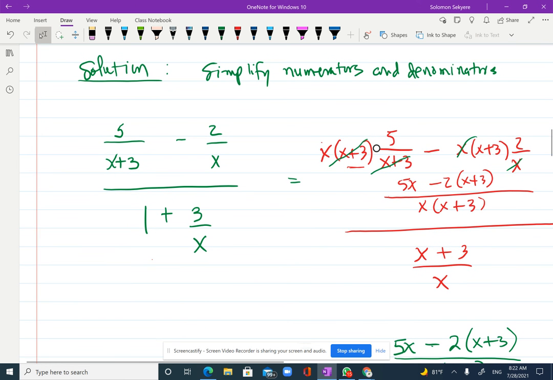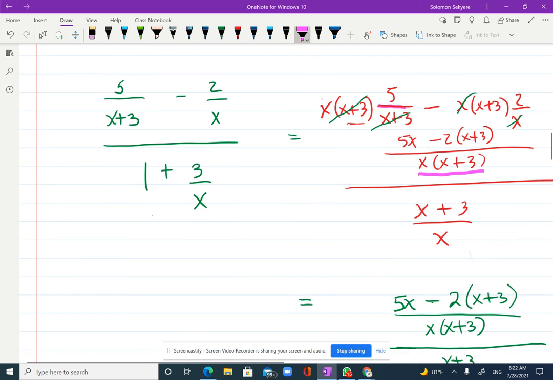You find the LCM of x plus 3 and x, which is that product. Do not multiply it through. Do not distribute it through to get x squared plus 3x. Just leave it like that. And then you take the LCM and you multiply by each term. If you do that, then x plus 3 cancels the x plus 3. You're left with x, 5x here. And you do the same thing on that side. The x cancels x, and you're left with 2 parentheses x plus 3.